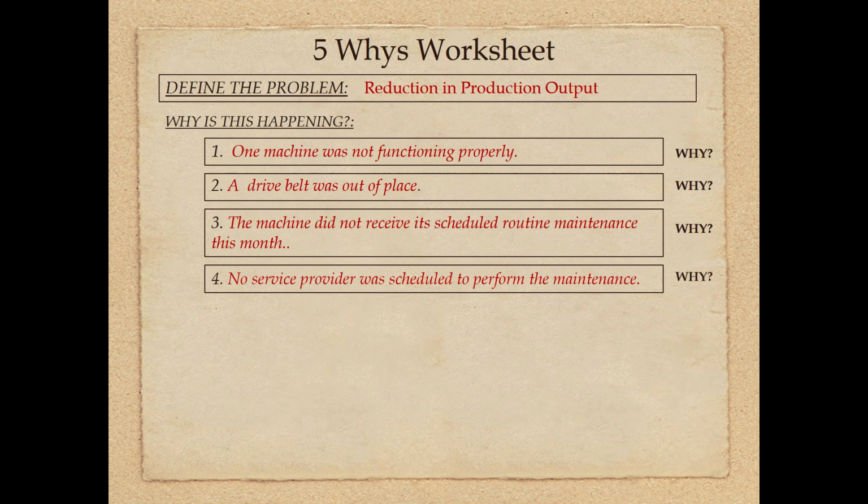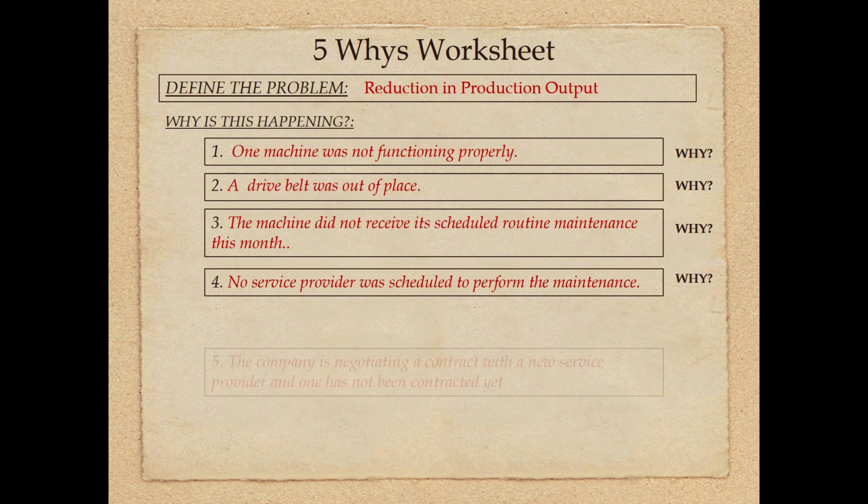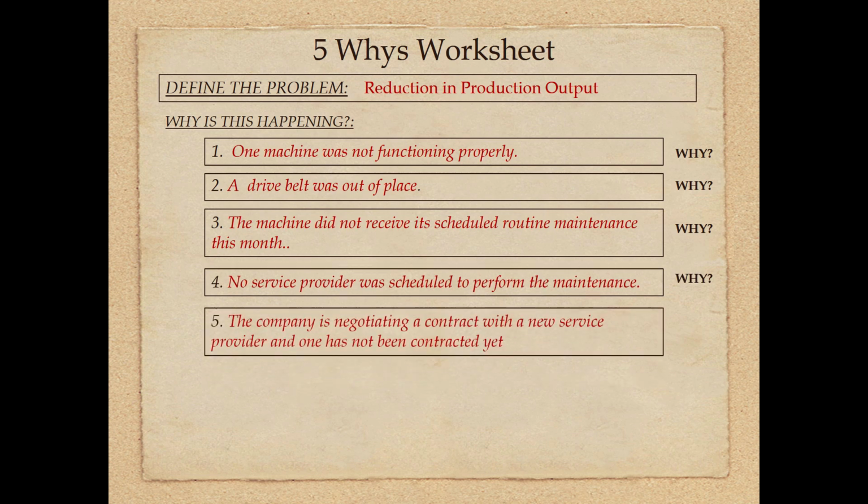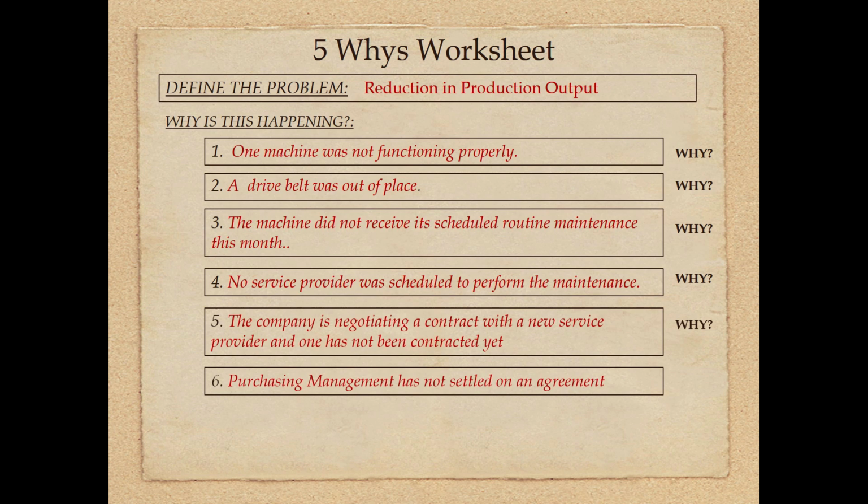Why was no service provider scheduled to perform the maintenance? The company is negotiating a contract with a new service provider and one has not been contracted yet. Well, why hasn't one been contracted yet? This is important. We need to keep our machines going. Purchasing management has not settled on an agreement. Well, there's the bottom line. Now, that's a failure in the Department of Management.